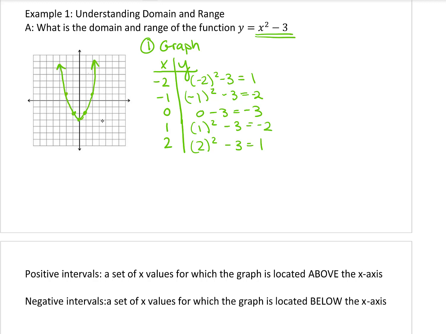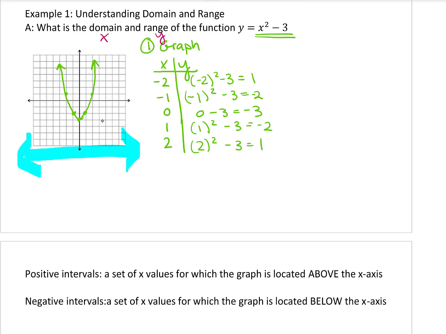So even though our table of values stops at -2, and we're not doing numbers less than -2, our graph is actually continuing. So when we identify domain and range, domain are the x values and range are the y values. So we're really answering the question, where does this graph exist for x values and y values? So for x values, we're looking left to right.